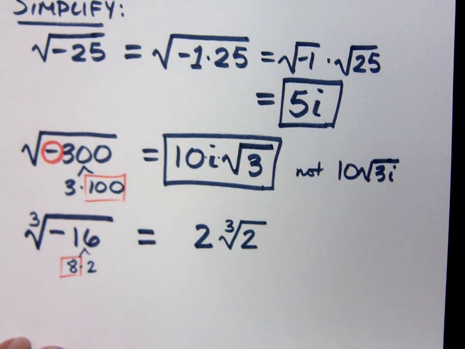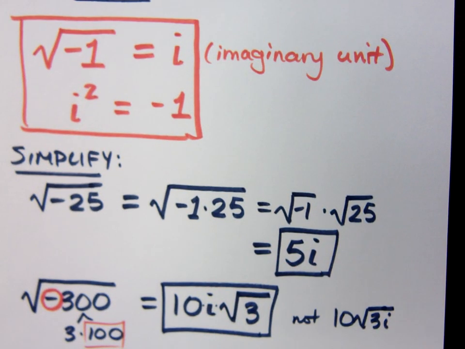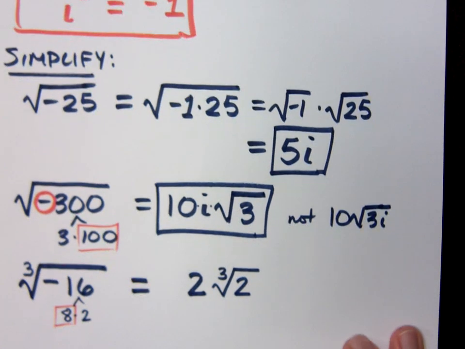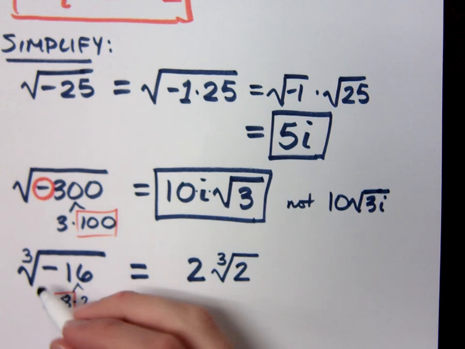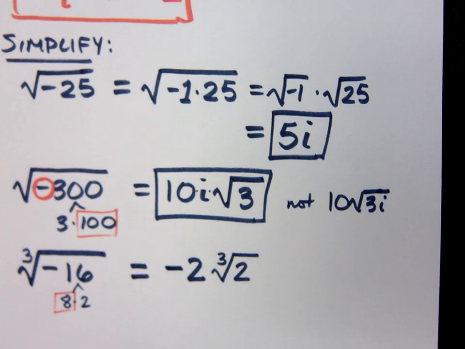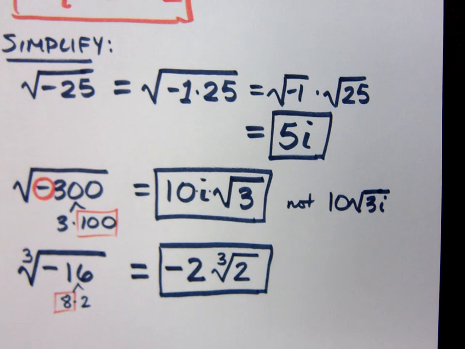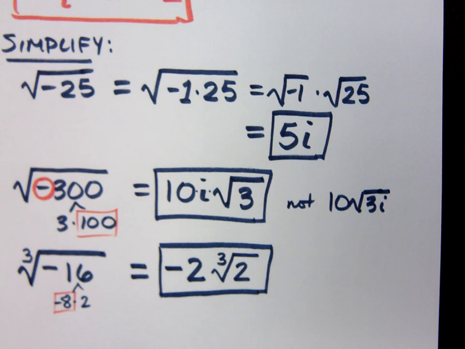Oh, wait. I just want to back up in this video a little bit. Where does I come from? It comes from the square root of negative 1, right? But look at this problem. Is this a square root? No. It's a cube root. Can I have negatives inside of a cube root or inside of odd indexed radicals? Yes. What's the cube root of a negative number? Negative. No I. It's kind of tricky, right? Because if you look at negative 16, you could say this is negative 8 times 2, and negative 8 is a perfect cube. Got to watch out for those signs.